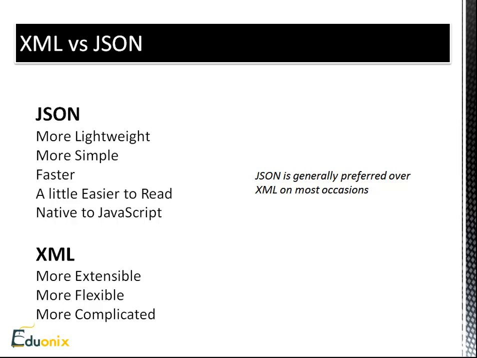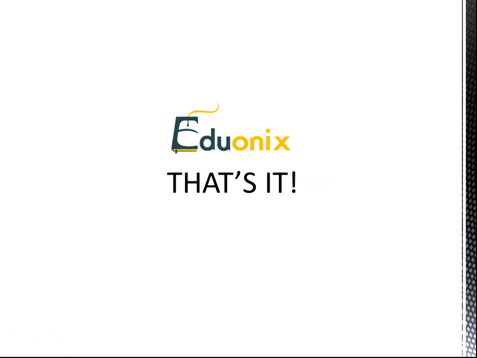XML, while more complicated, is more extensible and more flexible. It offers more compatibility between systems. But in general, just for data retrieval and different APIs and stuff like that, JSON is generally preferred over XML on most occasions. So that's it. JSON's pretty simple to use, and we'll be using it in this chapter. So I will see you in the next section.